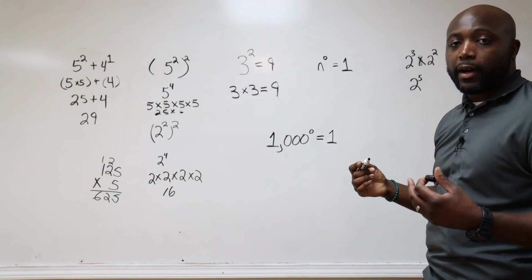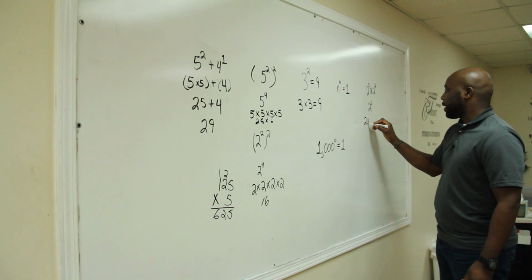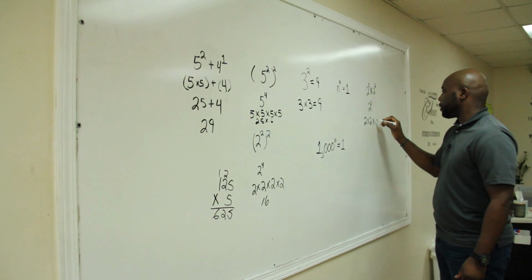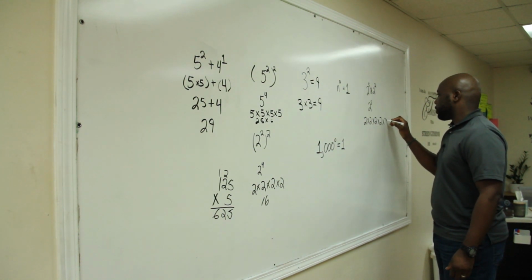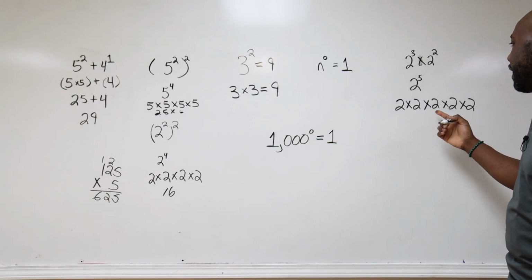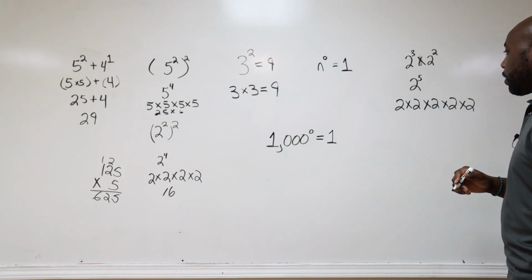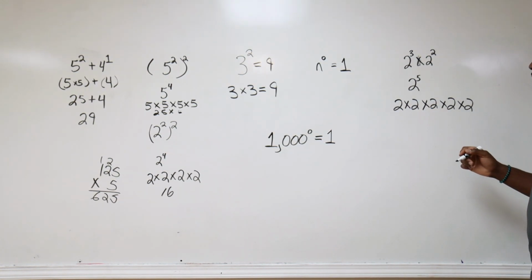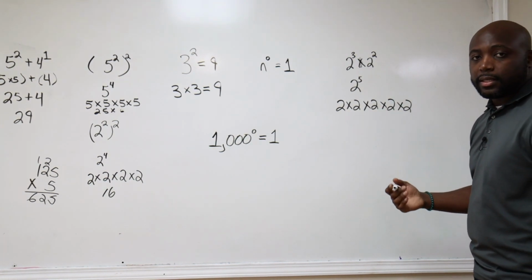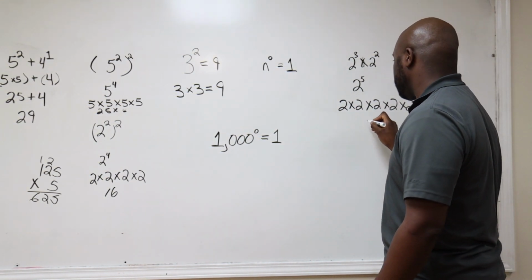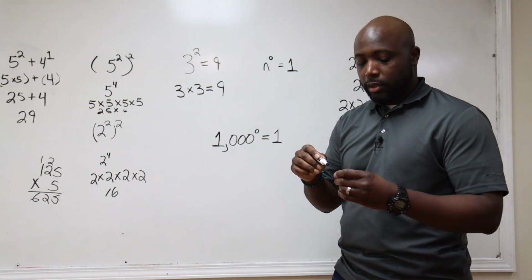And if you have to simplify it further, you can simply do 2 times 2 times 2 times 2 times 2. Okay, so I have 5 total 2's here. 2 times 2 is 4. 4 times 2 is 8. 8 times 2 is 16. And 16 times 2 is 32. 32 is our solution.